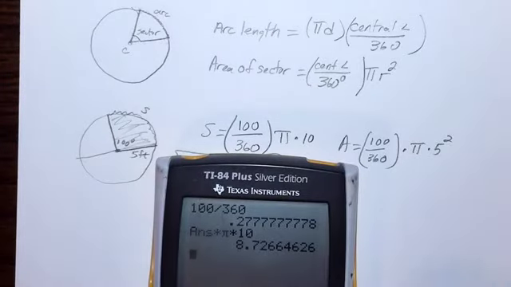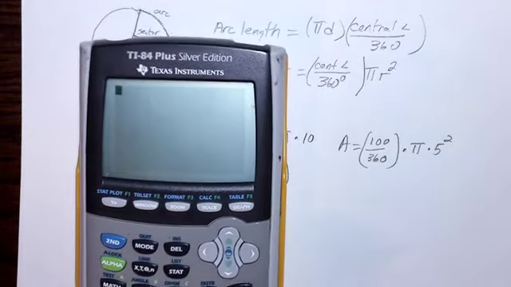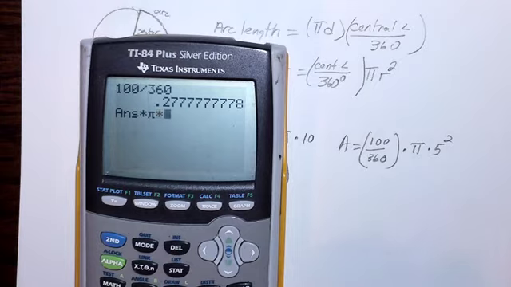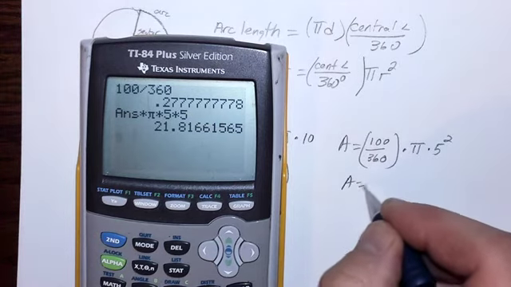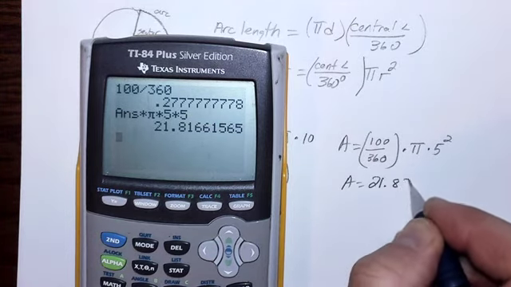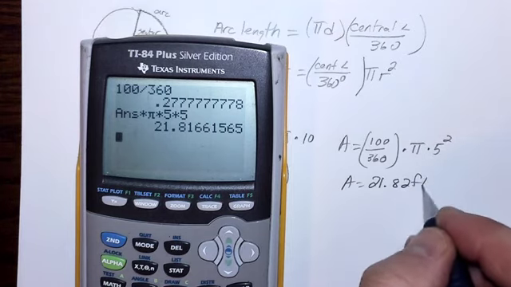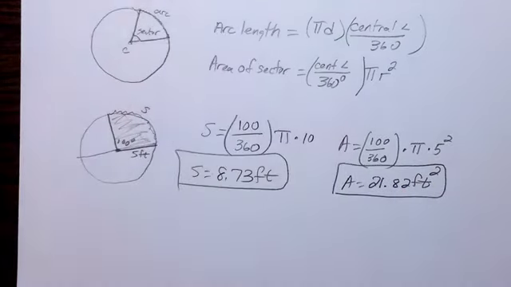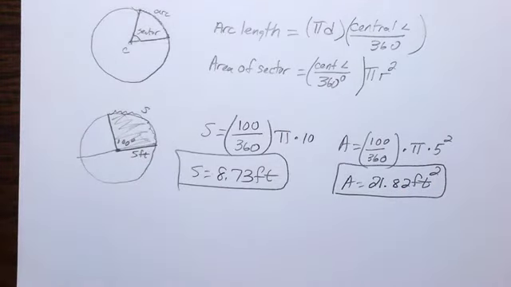And again, then we can just take the calculator and we just go 100 divided by 360 is that, times pi, again if you use 3.14 that's fine, times 5 times 5. And I get that the area is 21.82, and since it was feet, it's feet squared, or square feet. There's the area of that sector.